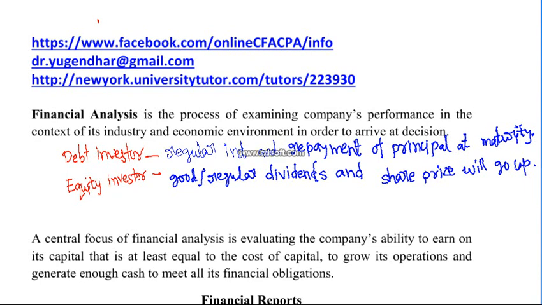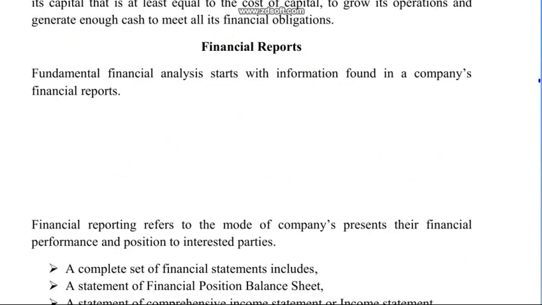Hence, overall the central focus of financial analysis is evaluating the company's ability to earn on its capital at least equal to the cost of capital, to grow its operations and generate enough cash to meet all its obligations. The company must at least earn enough to maintain all its obligations.